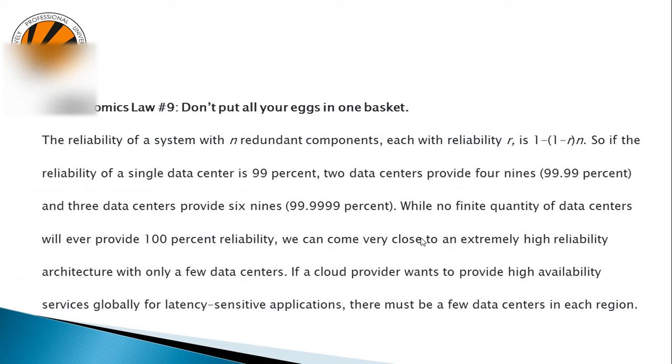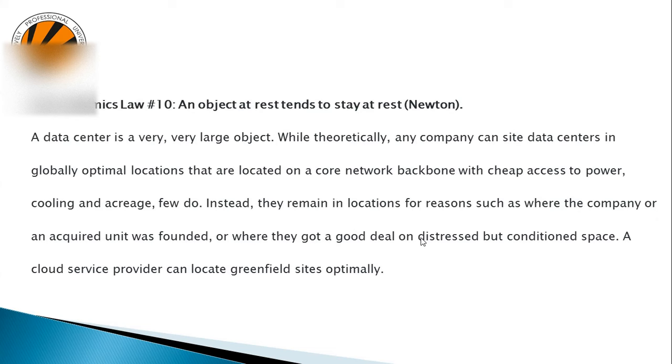Don't put all your eggs in one basket. Don't always rely on a single resource. You need to have high availability of your resources, so definitely you need multiple replications of your servers. An object at rest tends to stay at rest. It means companies who have their backbone or core network at a single location don't tend to change it until they need to or want to expand. So they keep it at the same place.